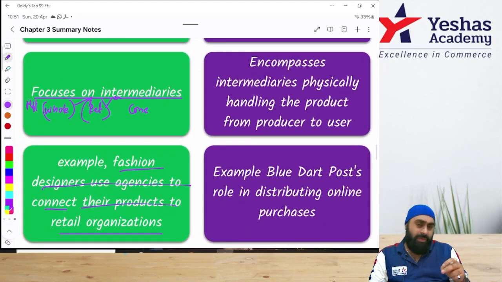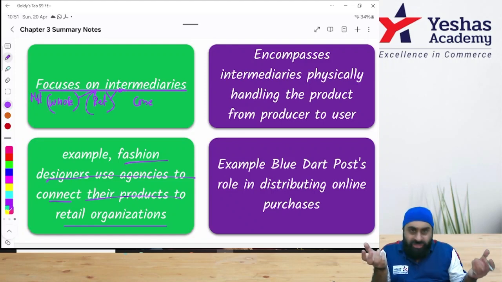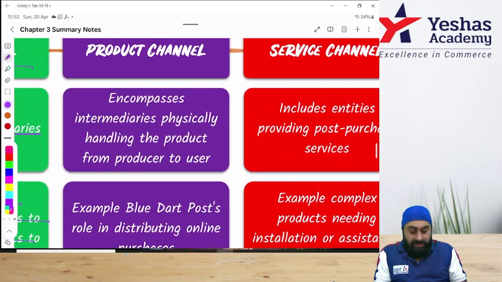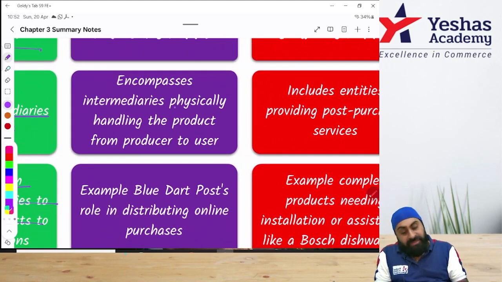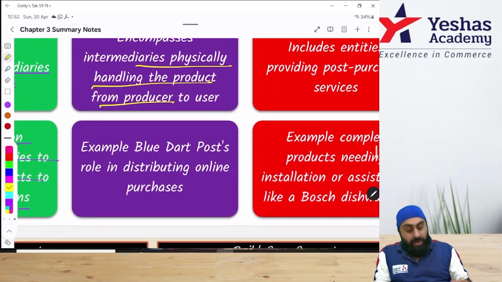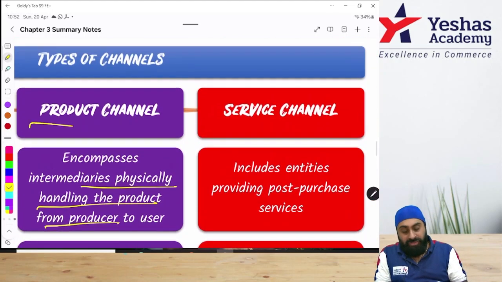So how does this work? There's a fashion designer. He uses his agency to sell his designs to various stores like Zudio, Westside, Reliance Trends. So this designer is able to approach various stores through his agency. This is called the sales channel. Then there is the product channel. Here, intermediaries physically handle the product from the producer to the user. Basically, Blue Dart, Flipkart, eKart, all those services have a role in distributing the product from online to offline. This is called the product channel.